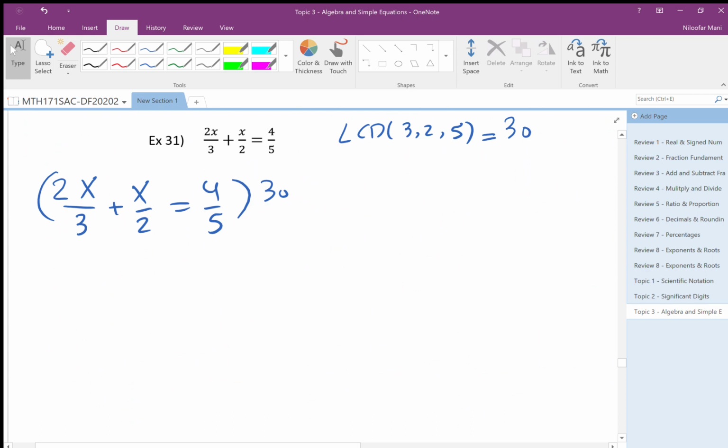So here you multiply with 30. Remember, you multiply 30 with both sides. You multiply 30 with all terms. So it is 30 divided by 3, it's 10. So it's 20x.